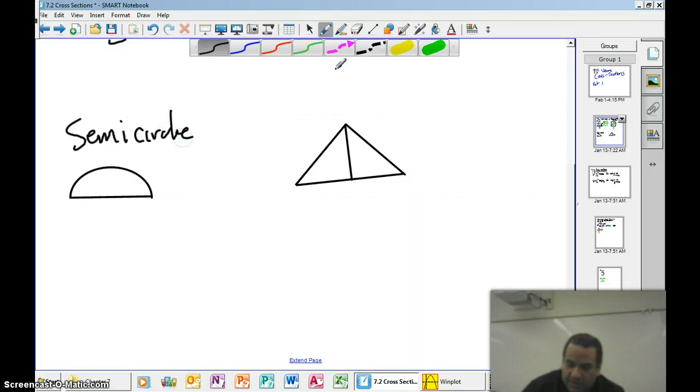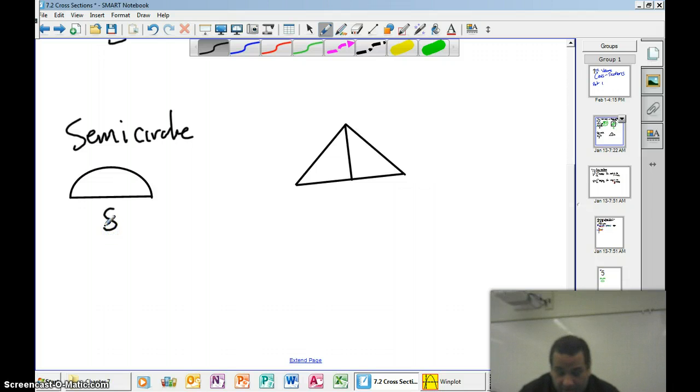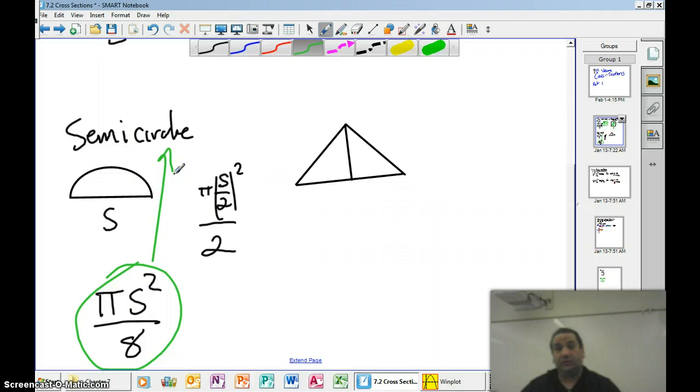Semicircle. And in the semicircle, if I call this whole thing S, to find the area, it's the radius, which is S over 2, squared, times pi, but now I've got to take half of it. So that's what I get. So actually, when the smoke clears on the mathematics here, it becomes pi S squared over 8. That is a formula you have to know for semicircles.